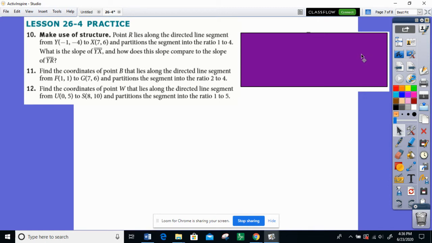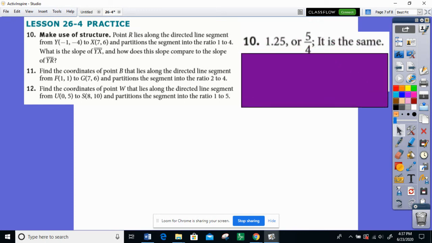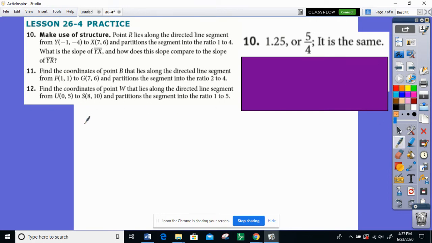Number 10 in this lesson practice says point R lies along the directed line segment from Y, -1, -4 to X, 7, 6, and partitions the segment into the ratio 1 to 4. What is the slope of segment YX and how does this slope compare to the slope of segment YR? Well, to work out the slope, it should come out to be 1.25. Let's see how we get that.